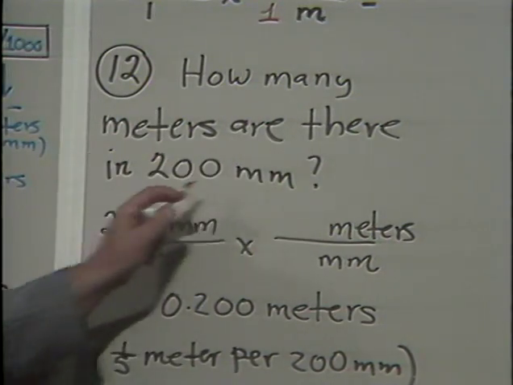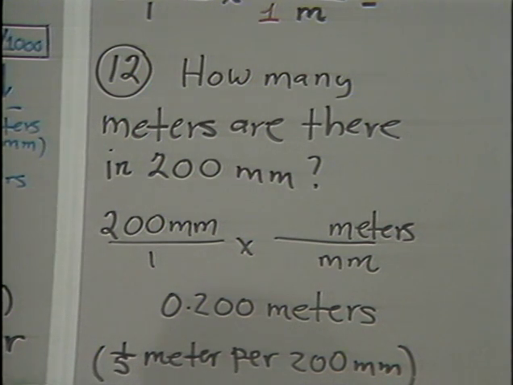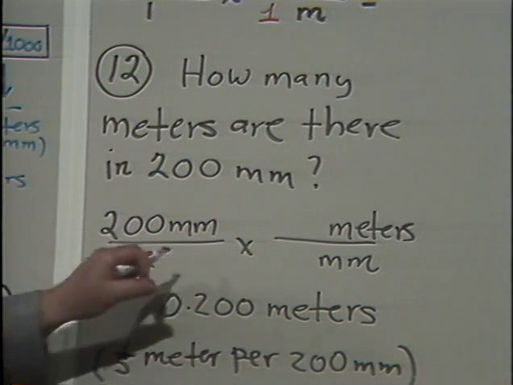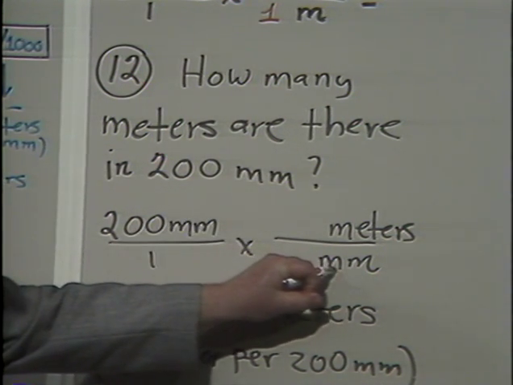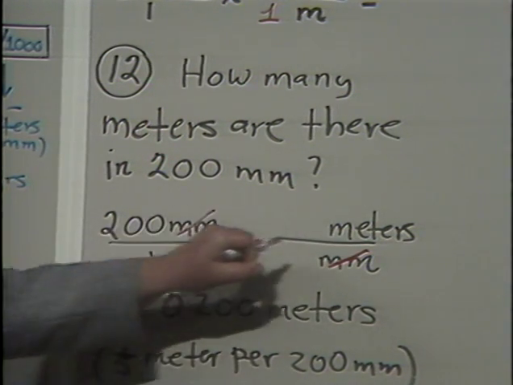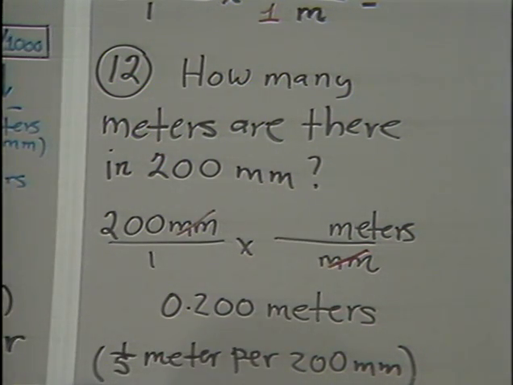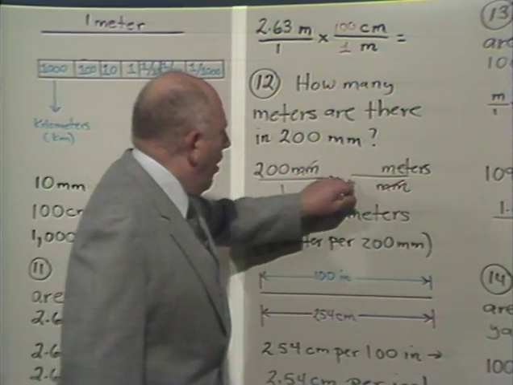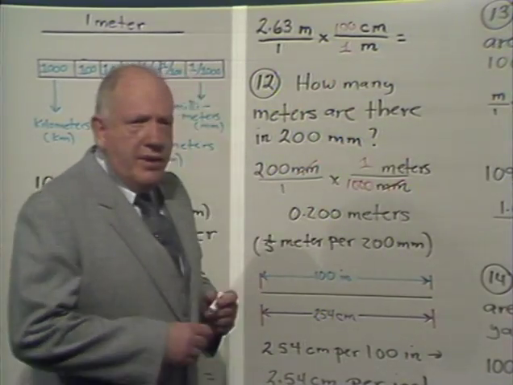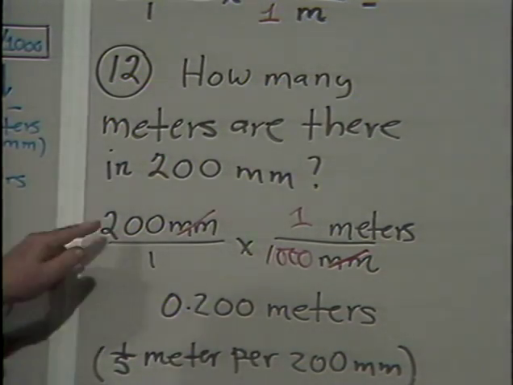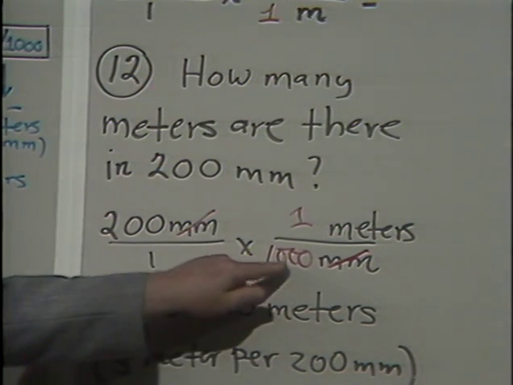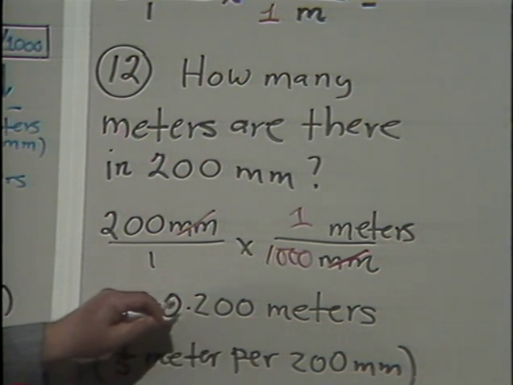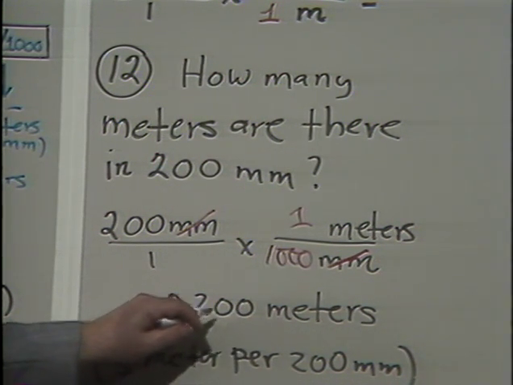It says, how many meters are there in 200 millimeters? So the way we handle that is, we're given 200 millimeters, we want to convert that into meters. How do we do that? We want to get rid of the millimeters, so we put them in the denominator, so they'll cancel. We want to bring in meters, so we put that in the numerator. What's the relationship between millimeters and meters? That's not going to change. It's still 1,000 millimeters per 1 meter. Now you can say 200 times 1 is 200. The denominator is 1,000. To divide by 1,000, you move the decimal point 3 places to the left. That gives me 0.200 meters.